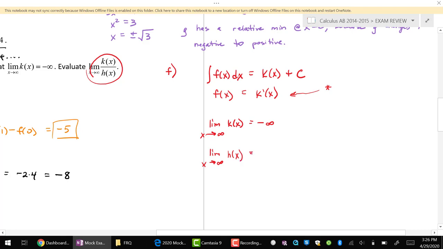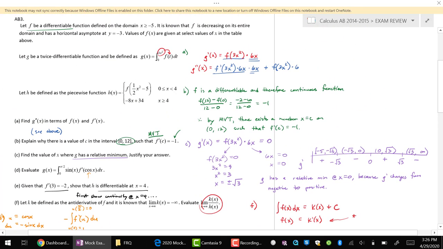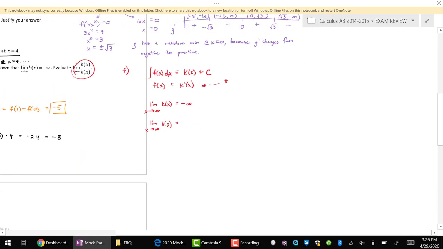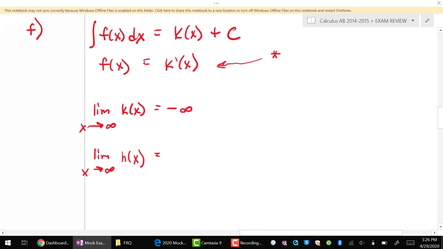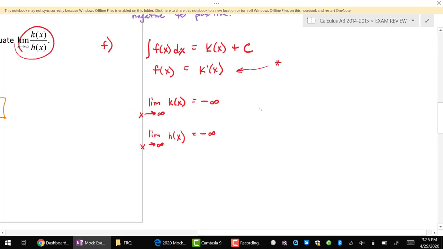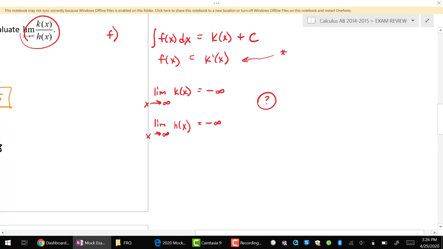So if I check out function h, here's function h. It looks like that function is approaching, as x is greater than 4, it's forever decreasing, so I have -infinity as well. Now be very careful that we don't say -infinity divided by -infinity equals 1 and come to the conclusion that this limit overall is going to be 1. Let's use L'Hopital's rule, because -infinity divided by -infinity is really an indeterminate form. Okay, so I don't know what that limit is.